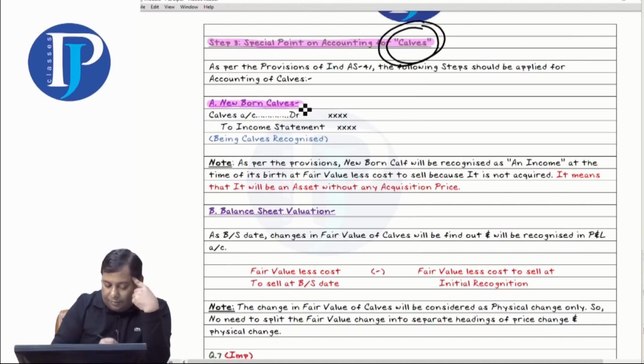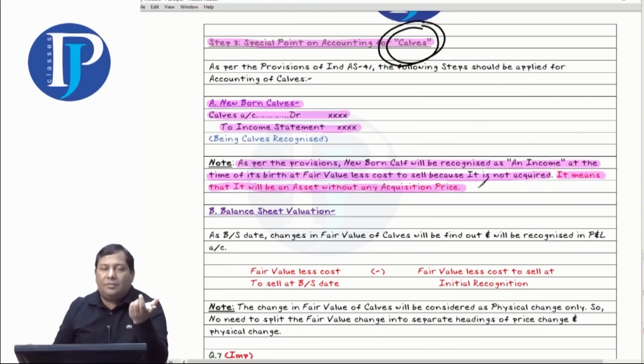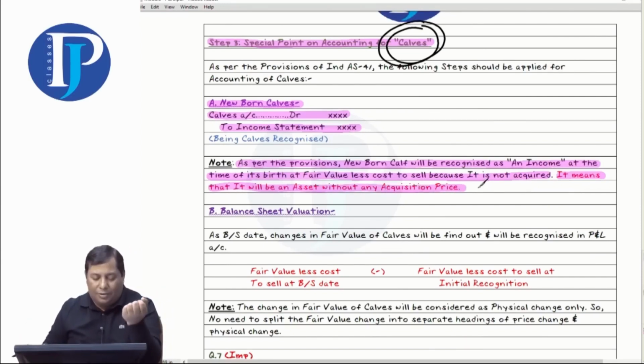A newborn calf. Calf's account debit to P&L. As per the provisions, a newborn calf will be recognized as income at the time of its birth at fair value less cost to sell, because it is not acquired. It means that it will be an asset without any acquisition price. Because we didn't get anything, our cost is zero.